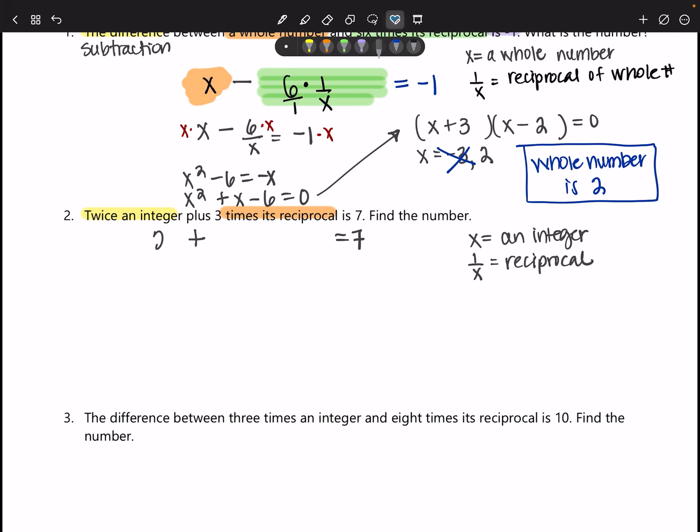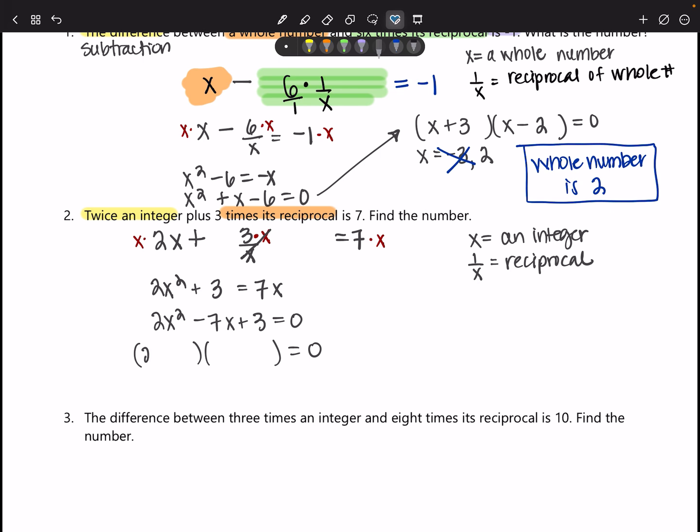So twice an integer plus 3 times its reciprocal is 7. There's 3 terms here, 1, 2, 3. I'm going to multiply each of them by x to clear the fraction. And we get 2x squared plus 3 equals 7x because these x's went away. So 2x squared minus 7x plus 3 equals 0. We will factor and solve.